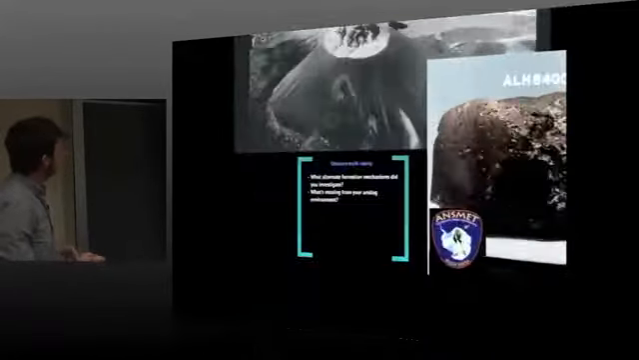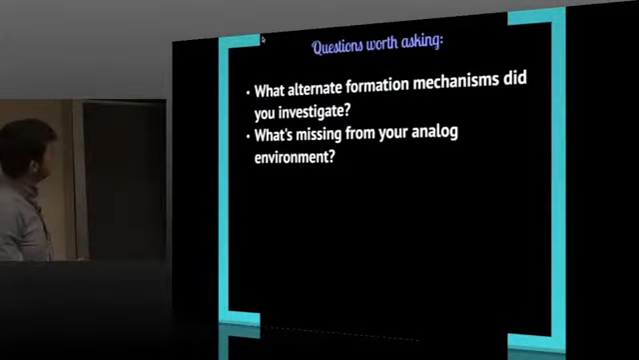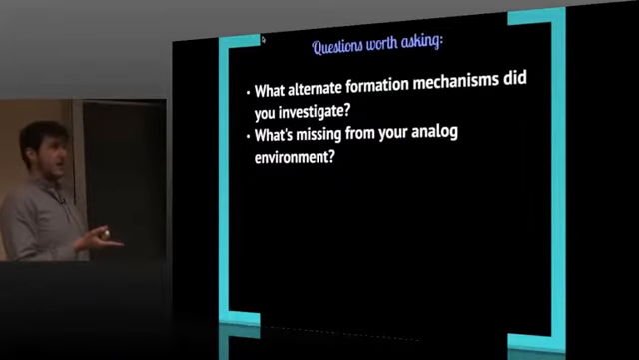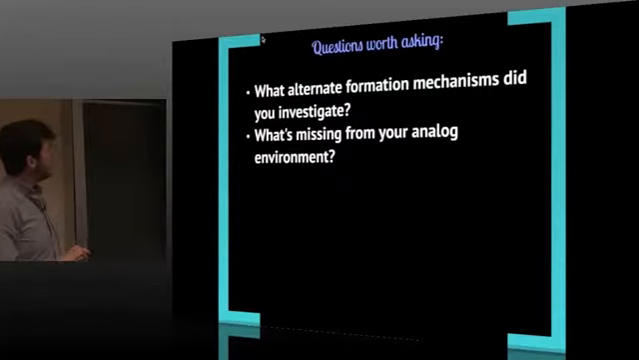All right, so questions worth asking, right? What alternate formation mechanisms did you investigate? Emma's going to talk this afternoon about her work in Cerro Negro, where actually they find phyllosilicate clays in this very definitely volcanic environment, right? So there has been aqueous alteration there, but not of the kind that we would expect in like a riverbed. So when people see phyllosilicates on Mars, maybe they were formed in a different way than we would expect. Maybe we're fooling ourselves that there's a lot of water there. So you can always ask, what alternate formation mechanisms did you investigate?